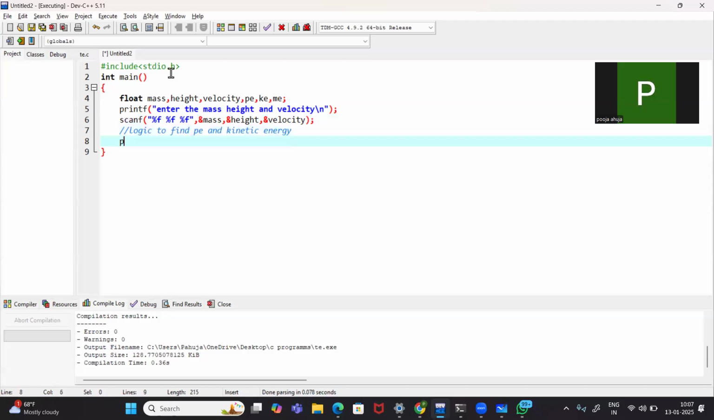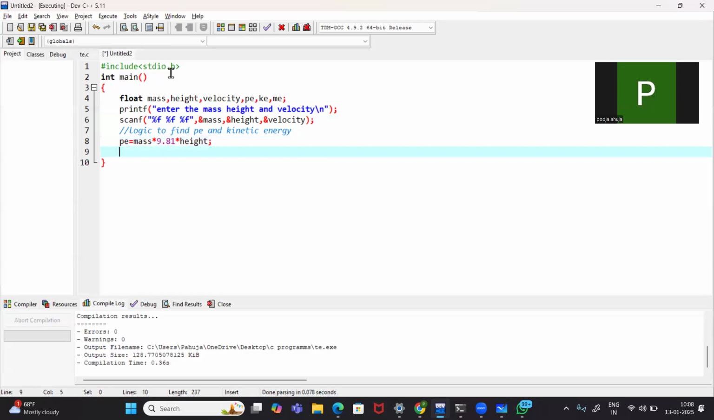Right. So potential energy can be calculated as m into g into h. That is mass into gravity into height. So where I am storing the mass in the variable mass, and gravity I will be taking as 9.81, and height will be stored in the variable called height.